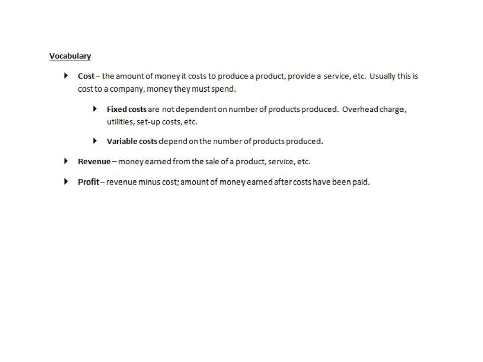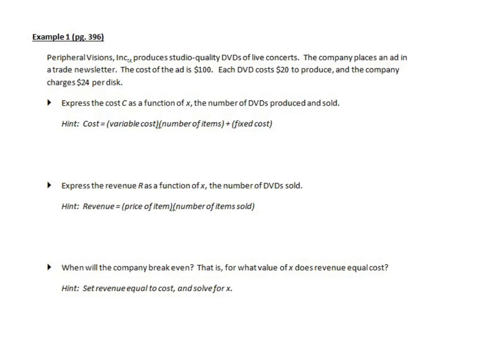Revenue is just the money earned from selling that product, and then profit would be revenue minus the cost. So after you've paid off all of those fixed and variable costs, the amount of money that's left is the profit. And then let's look at some examples.